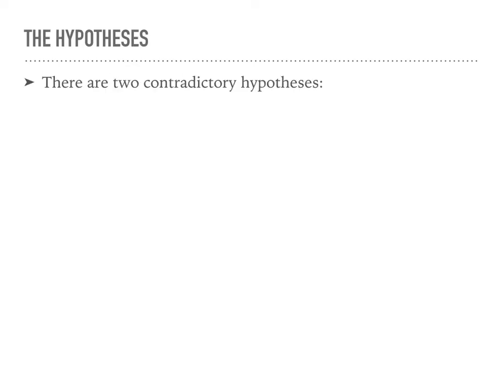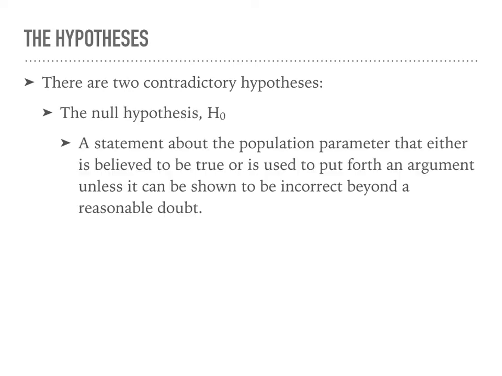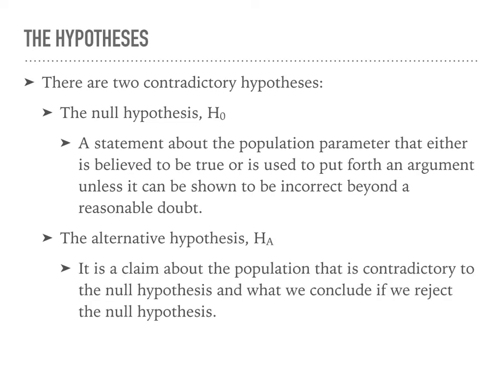There are 2 contradictory hypotheses. First, the null hypothesis. This is a statement about the population parameter that is either believed to be true or is used to put forth an argument unless it can be shown to be incorrect beyond a reasonable doubt. Then there's the alternative hypothesis. It is the claim about the population that is contradictory to the null hypothesis, and this is what we conclude if we reject the null hypothesis.